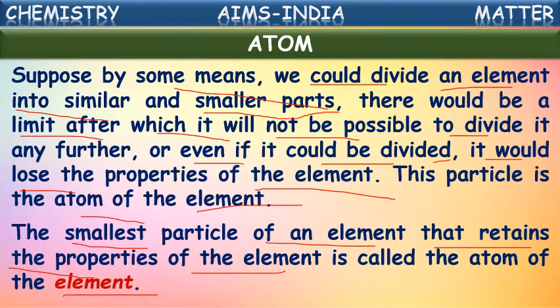Atom is nothing but simply we are dividing the element into the smallest particle which cannot be divided further, and even if we can divide it, it loses its properties. But the smallest particle which retains the properties of the element, that is called an atom.